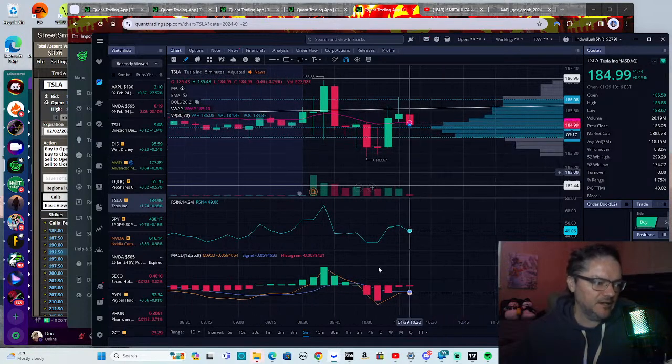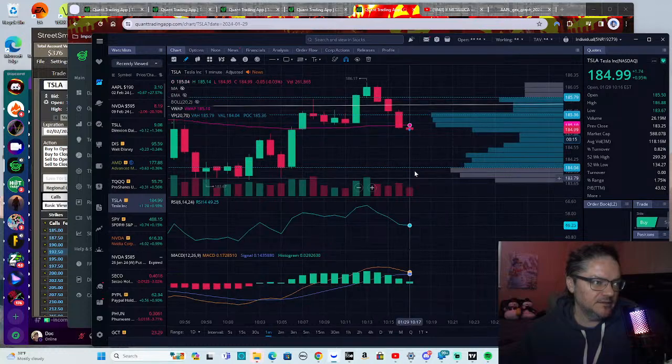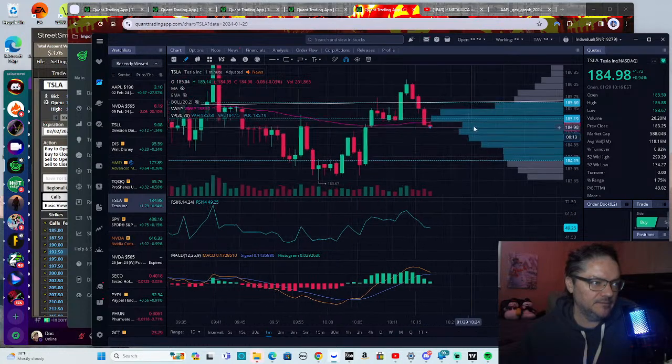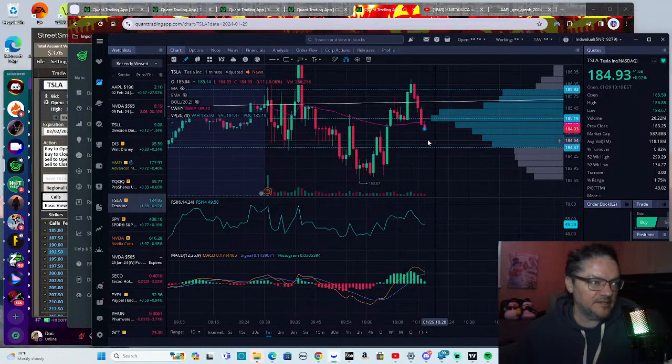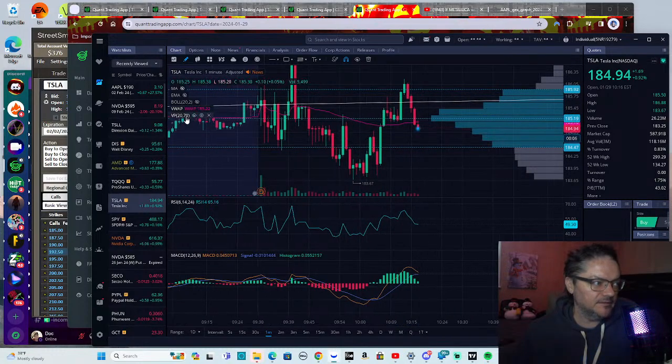I'm watching Tesla like a hawk. And this is where the lower time frames come in. So 1 minute, we could see a nice break and an attempted retest of the VWAP. I'm going to get rid of this volume profile.